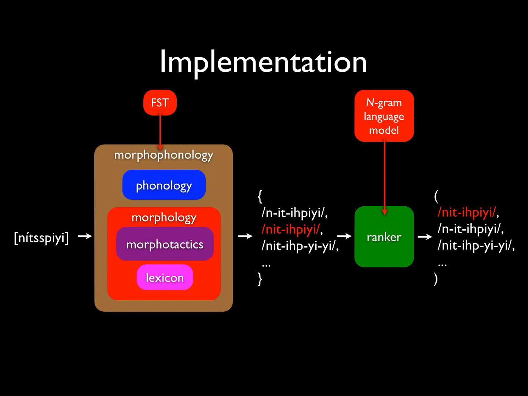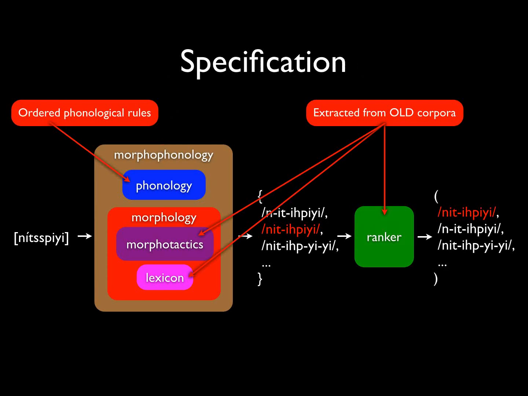In terms of implementation, the morphophonology is a finite state transducer, while the ranker is an n-gram language model. In terms of their specification, the lexicon, morphotactics, and ranker are all automatically extracted from corpora that a user creates and specifies for these purposes. The phonology, however, must be specified by the user as ordered phonological rules.